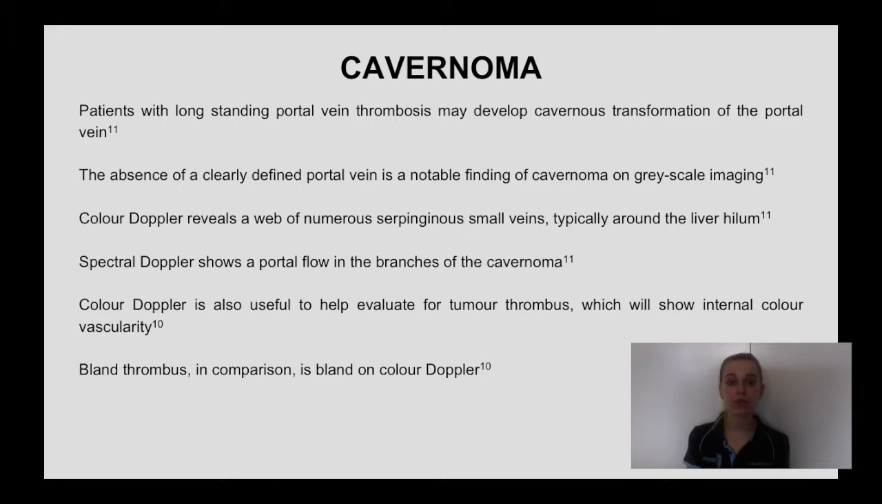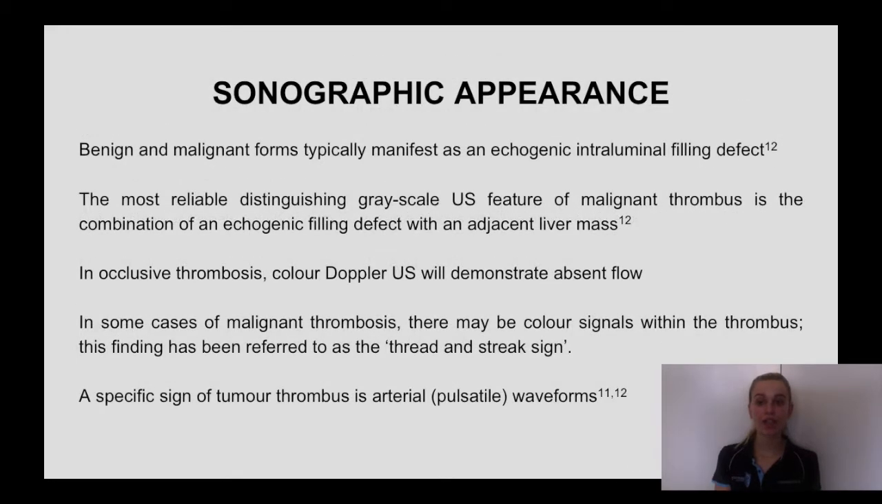Spectral Doppler shows a portal flow in the branches of the cavernoma. Colour Doppler is also useful to help evaluate for a tumour thrombus, which will show internal colour vascularity. Bland thrombus, in comparison, is bland on Colour Doppler. At grayscale ultrasound, both benign and malignant forms typically manifest as an echogenic intraluminal filling defect.